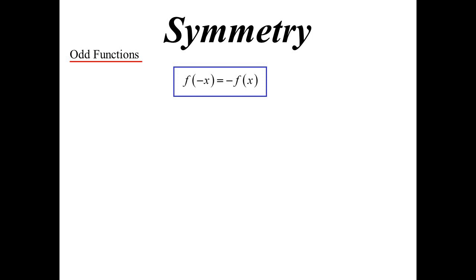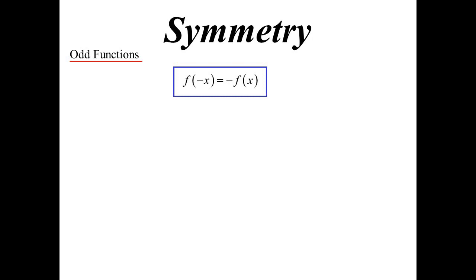Symmetry. If you notice symmetry in a function, that can make life easy because you only have to draw half of it and then do a reflection or whatever the symmetry happens to be. So there are things called odd functions. The definition of an odd function is that f(-x) is equal to the negative of f(x).